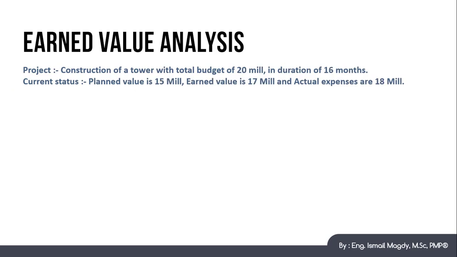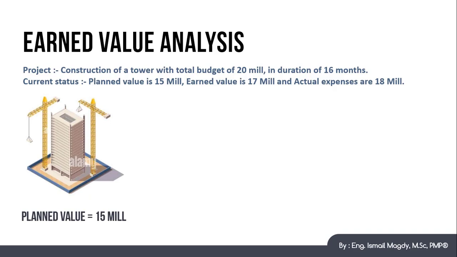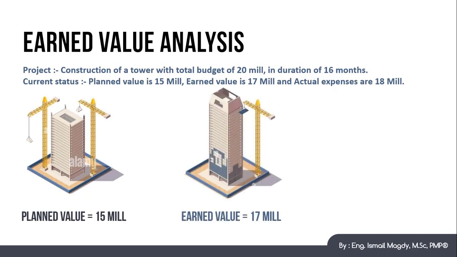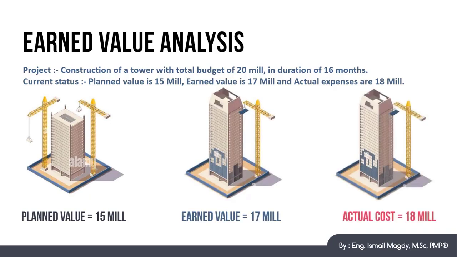Here we have another project with total budget of 20 million. At a certain point, the planned value was 15 million and the earned value was 17 million, while the actual cost was 18 million. So the planned value is lower than the earned value, which means that the project is ahead of schedule, but the actual cost is higher than the earned value, which means that the project is above budget. So the project is currently ahead of schedule and above budget.